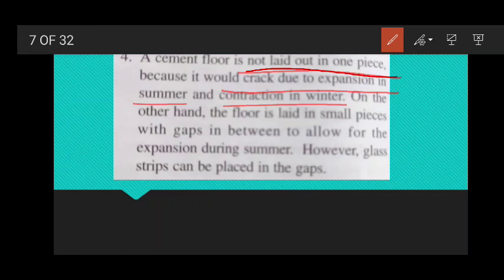But on the other hand, the floor is laid in small pieces. Clear? Small pieces with gaps. You must have noticed in your room, in your classroom, in your house also, that the floor is laid in small pieces with gaps, and in the gaps what is filled there? Glass strips are filled there. Why are the glass strips filled there? Yes, to allow for the expansion during summer. That is why between the two pieces glass strips are filled. Okay.